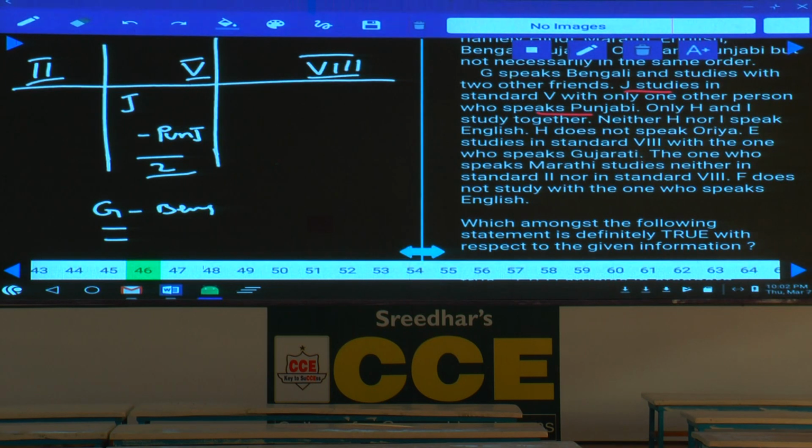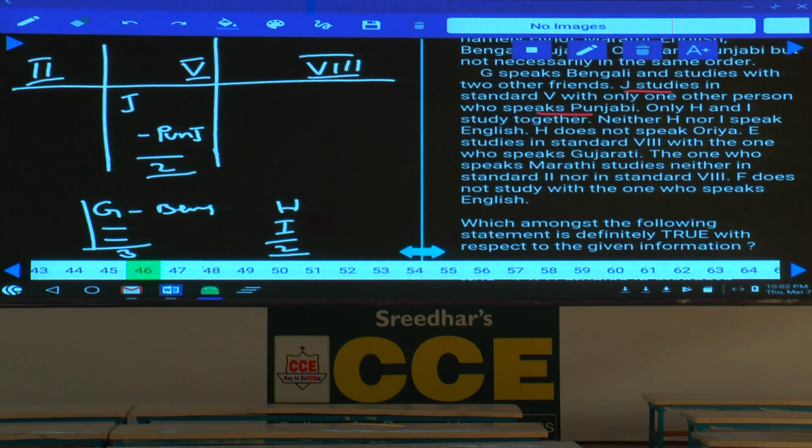If there are exactly 2 people in standard 5, G can be either in the 2nd standard or in the 8th standard. Then only H and I study together. If H and I are in the 2nd class, then G and the remaining 2 persons are in the 8th class. That means G, H and I cannot study in the same class, because in H and I there must be only 2 people, and here there would be 3. Clear? H, I and G are studying in 2 different standards.